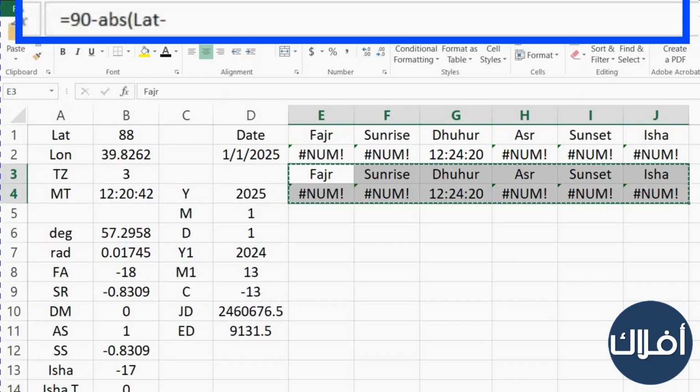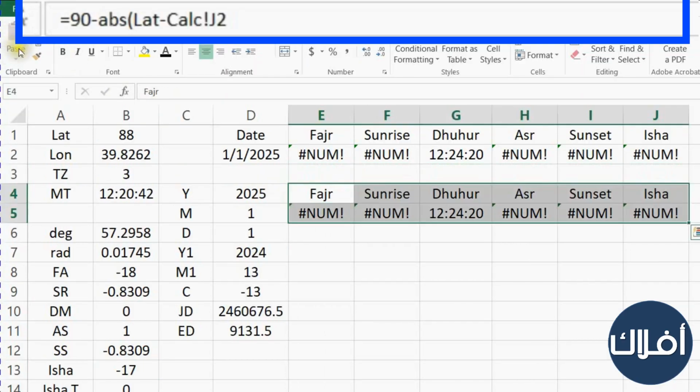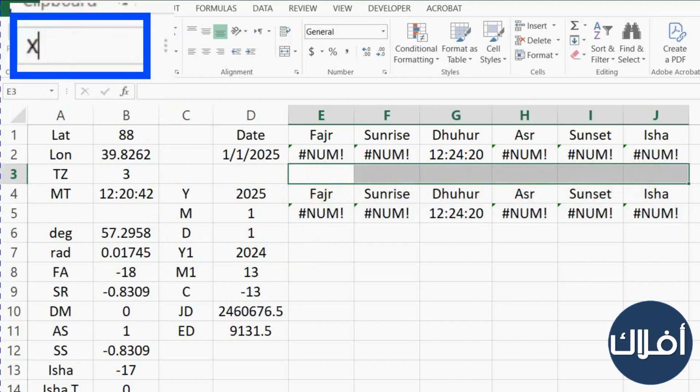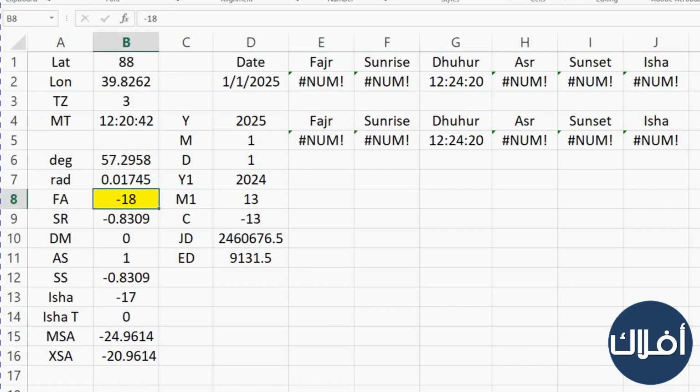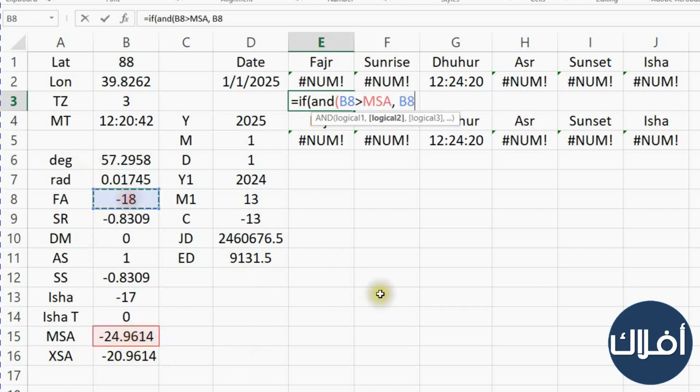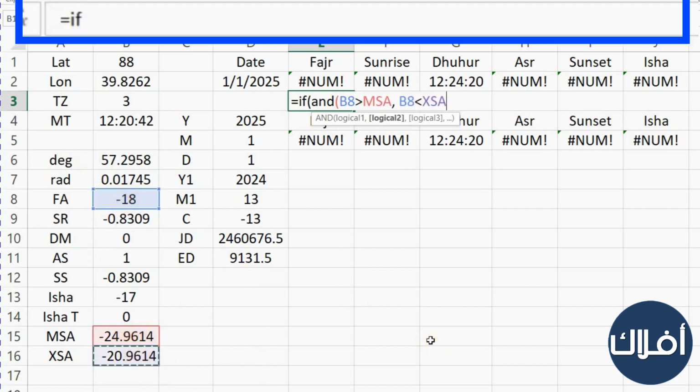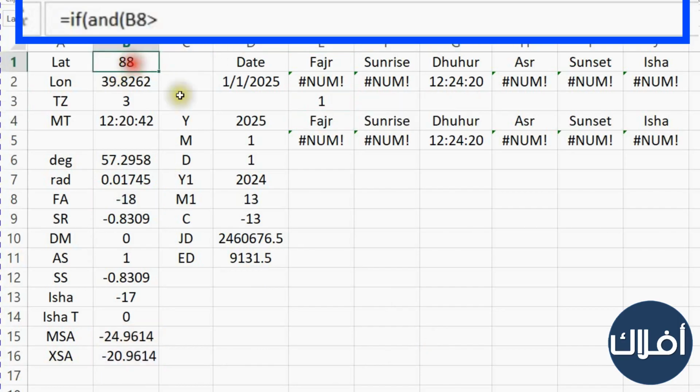Now we'll cut these cells and paste them here. In this row, we will put a value that determines whether the prayer represents a special case or not. Now, this is the Fajr angle that we use, and this angle must be between the lowest and the highest altitude of the sun. So for Fajr prayer, we'll use the equation IF the angle is greater than the minimum and less than the maximum, then this is a normal case, we'll just put a blank. Otherwise, we'll put 1, so we know it's a special case.